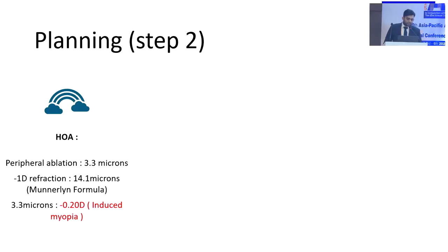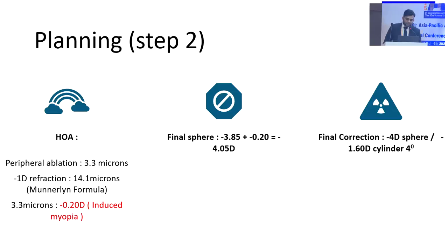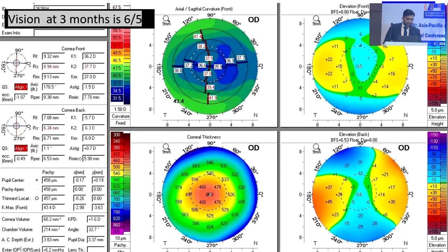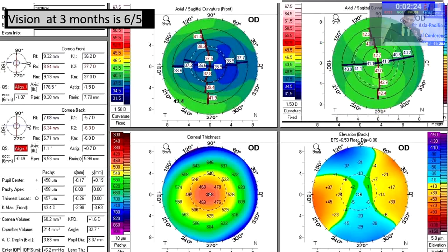So again, optimizing for the high order aberration, 3.3 microns adds 0.2 diopters of induced myopia on the central cornea. So we again try to neutralize this in the final correction, and the final correction comes to somewhere around 4 diopters with -1.6 cylinder. This is what we did for this patient. And at the end of 3 months, the vision is 6/5. More importantly, if you look at the axial or sagittal curvature, you can see that the astigmatism pattern looks more or less the same pre and post operatively.